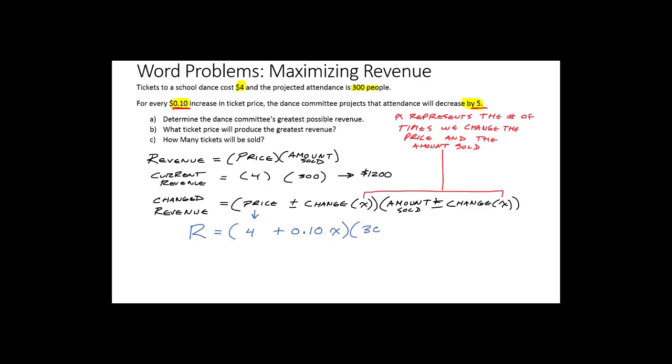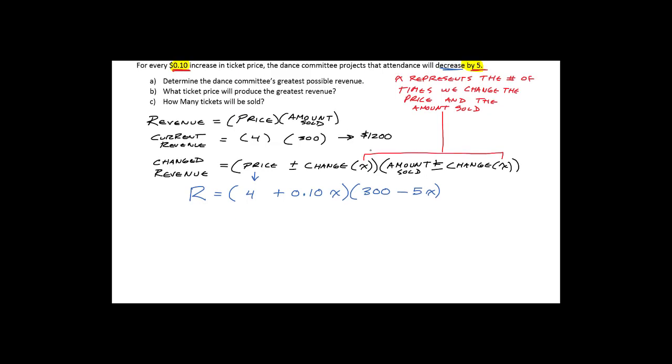Right now they're selling 300, and every time you increase it by 10 cents, you're going to decrease by 5 people. So let's minus 5 times x. Again, x. Okay, so there's our equation. So we want to find the maximum revenue. So generally, I'm going to move this up a bit so we can see here.